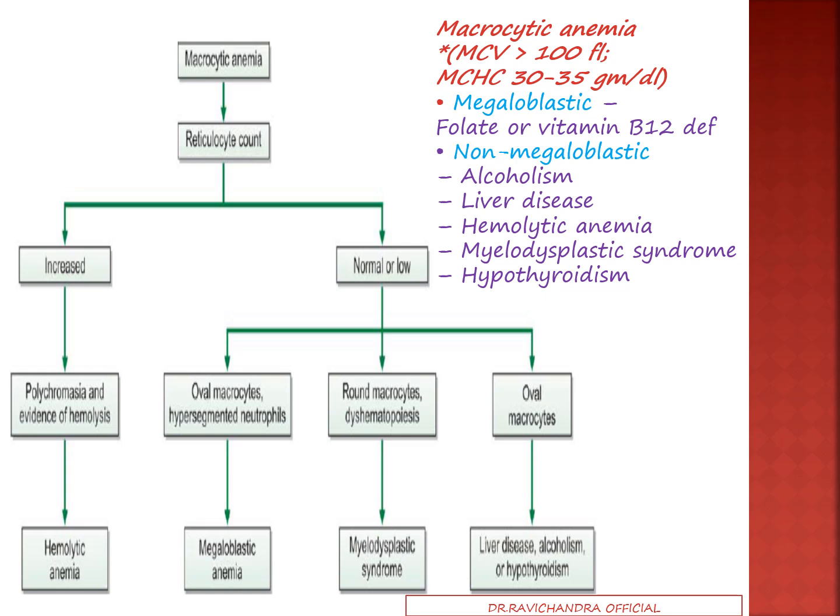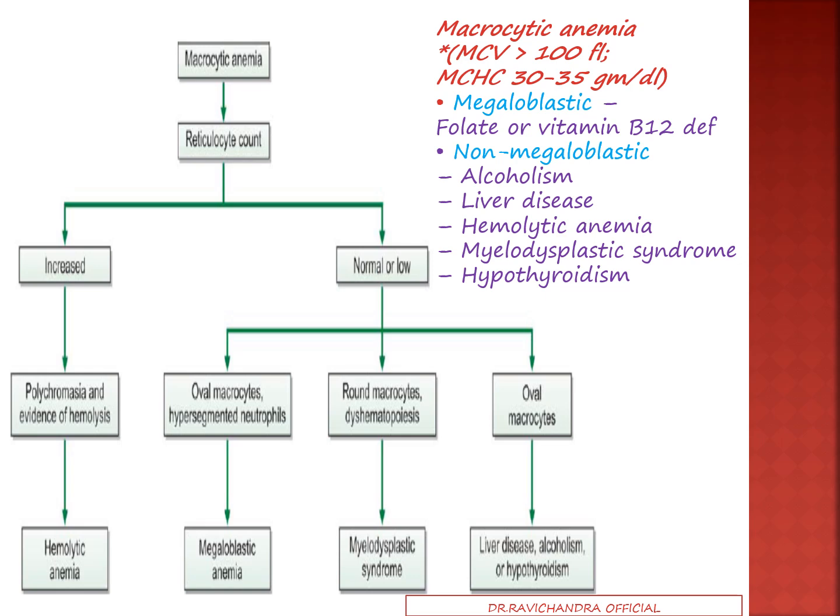Coming to macrocytic anemias, the MCV will be more than 100 femtoliters. MCHC will be normal, around 30 to 35 gram per deciliter. The causes for macrocytic anemia can be megaloblastic or non-megaloblastic. Megaloblastic causes include folate deficiency or vitamin B12 deficiency. Non-megaloblastic causes are alcoholism, liver disease, hemolytic anemias, myelodysplastic syndrome, hypothyroidism.